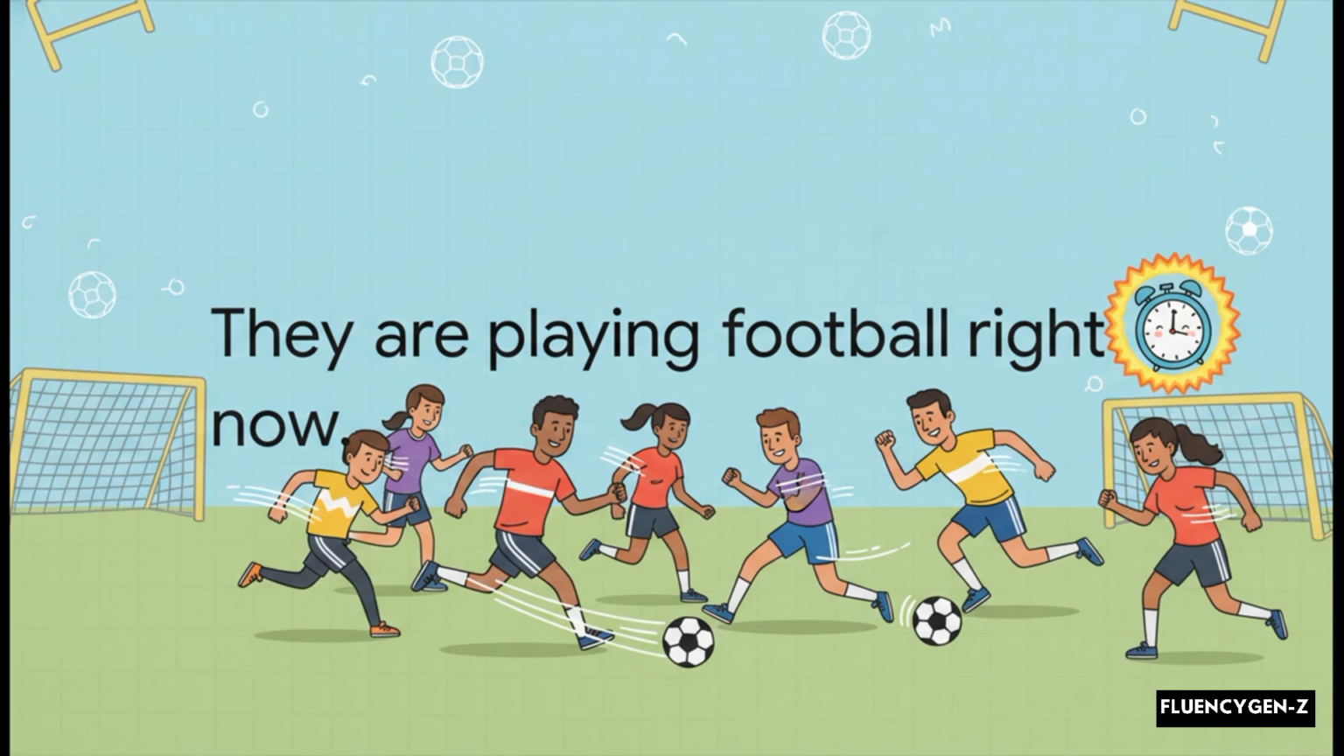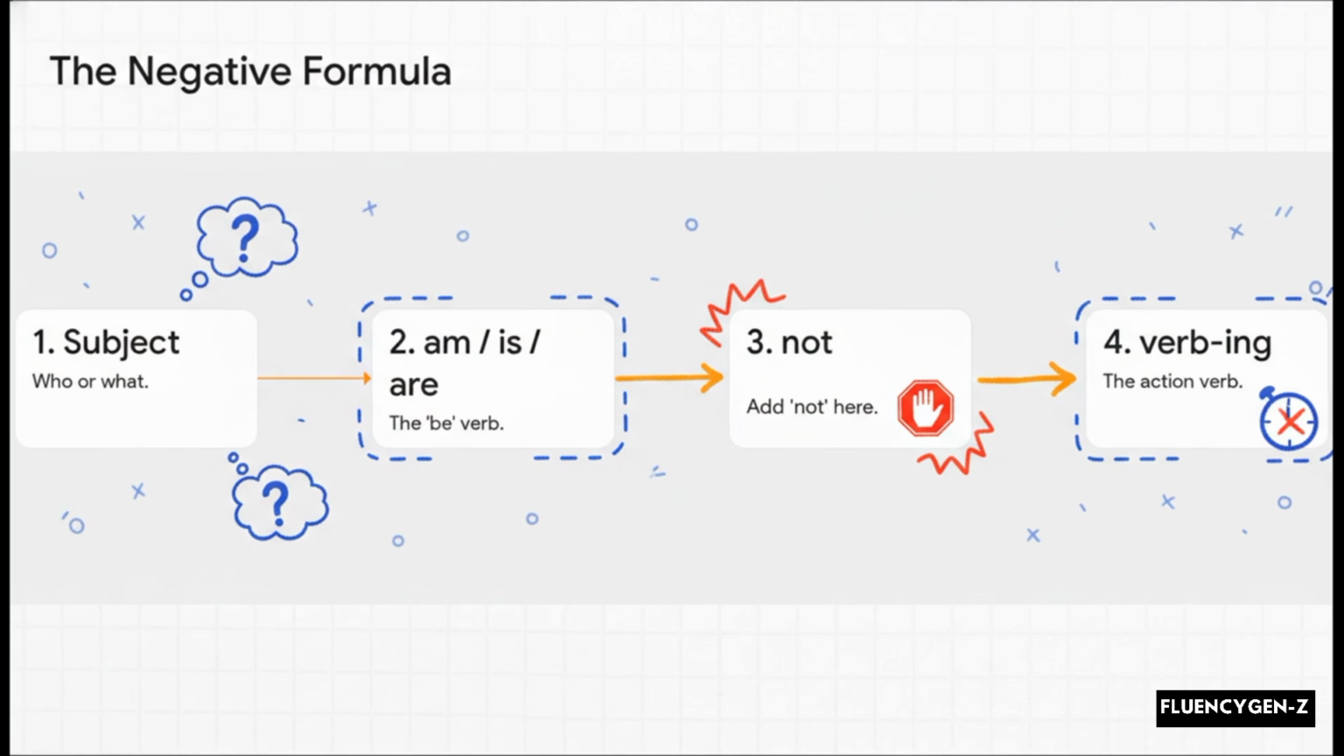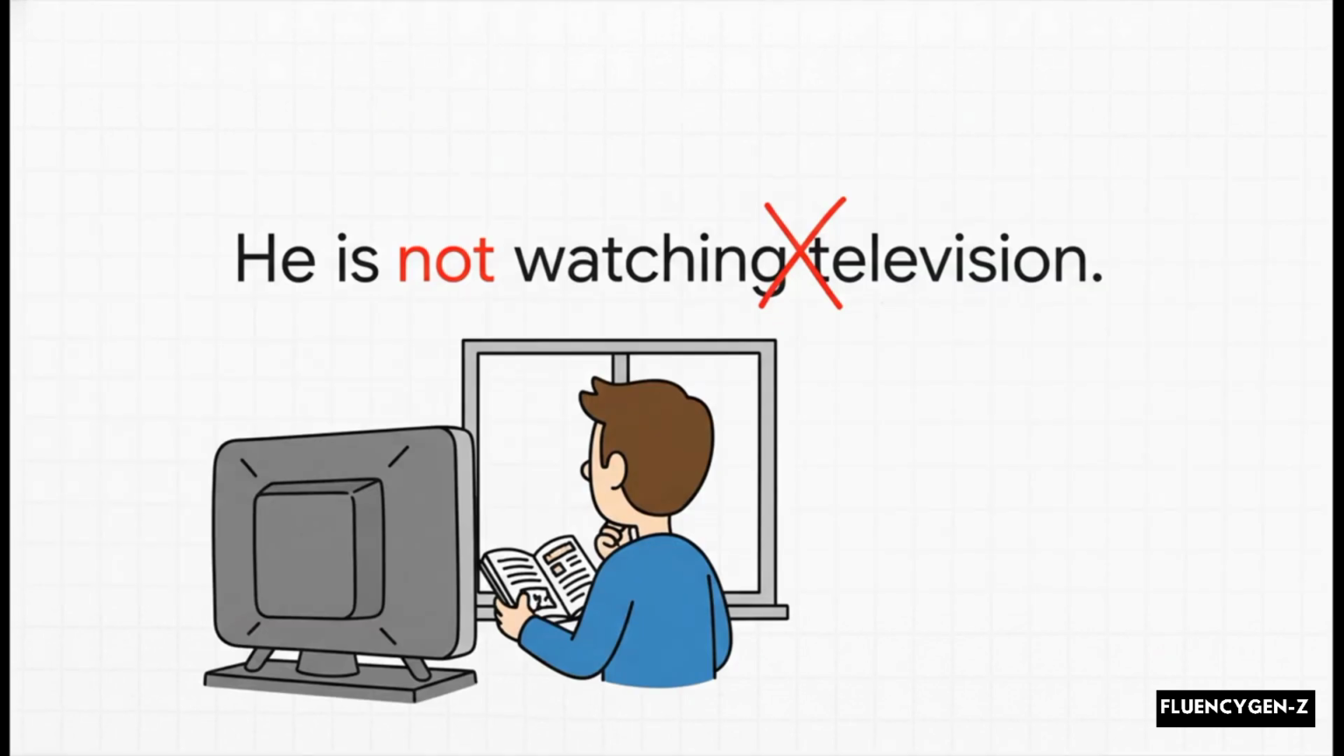Pretty straightforward, isn't it? But what if you want to say something isn't happening? You're going to love how easy this is. All you do is find that be verb, the am, is, or are, and pop the word not right after it. That's it. So, he is watching television becomes he is not watching television. You just slid that not in there, and boom, you've made it negative.